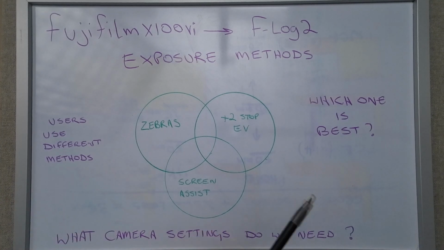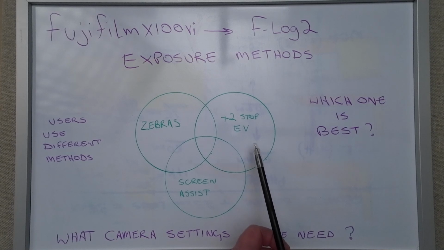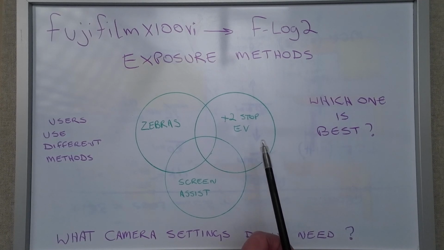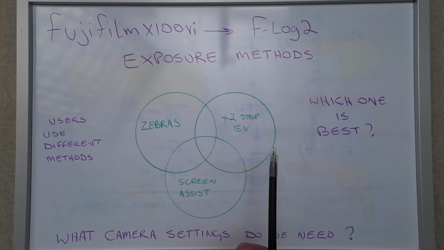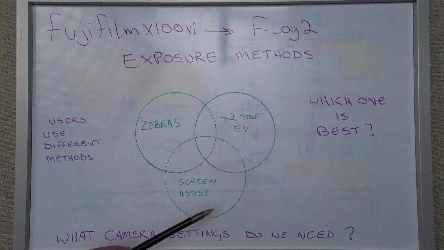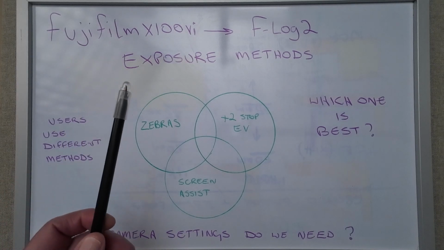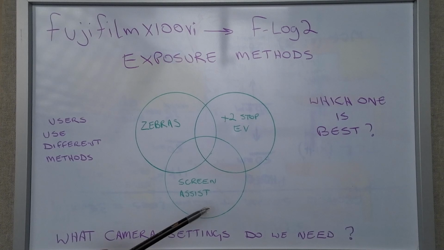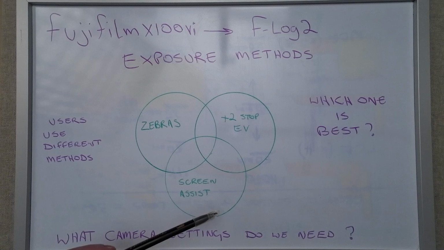The next one is the overexposure by 2 stop method, where the users stretch out the dynamic range, which they say enhances the colouring and rendering of the final video. Then there's the screen assist method. And the Fujifilm X100 Mark VI has screen assist, and the screen assist with the Fujifilm basically allows you to look at the Rec 709 version of the footage on the camera.